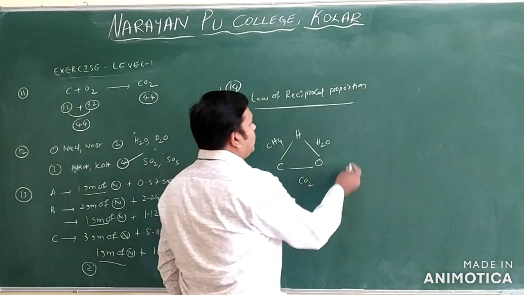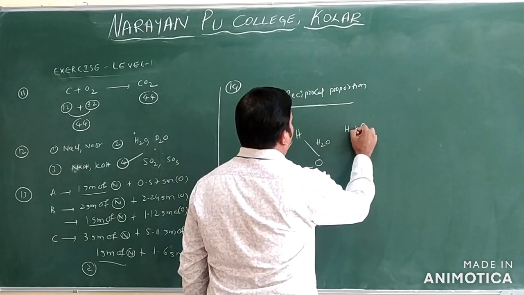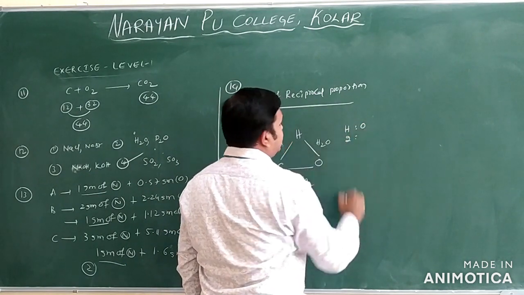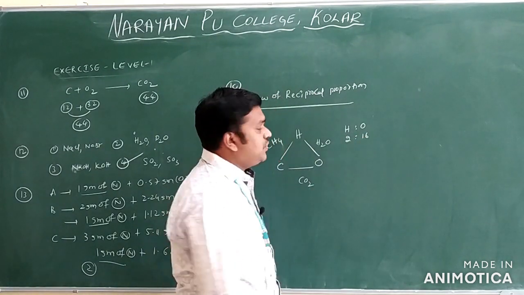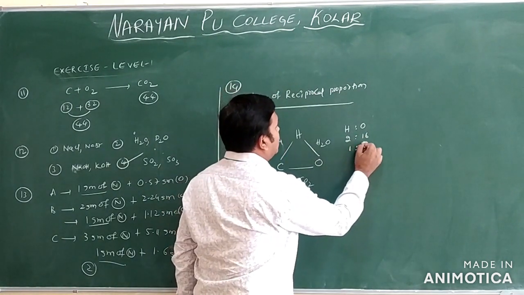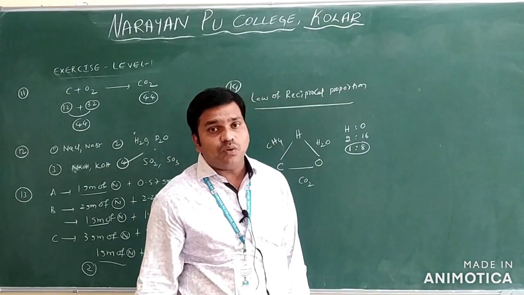If we take hydrogen and water, here I will take hydrogen, here oxygen. Hydrogen atomic weight 2, because 2 into 1, here I will get how much? 16 only. If we simplify the ratio, what will you get here? 1:8 only. What ratio? 1:8.